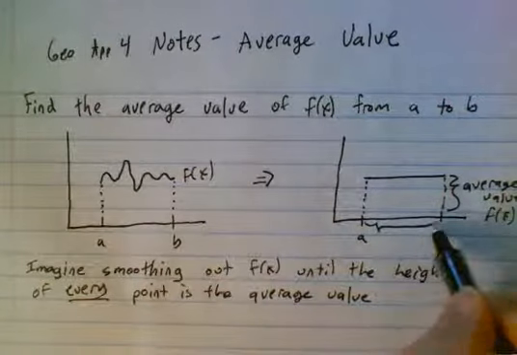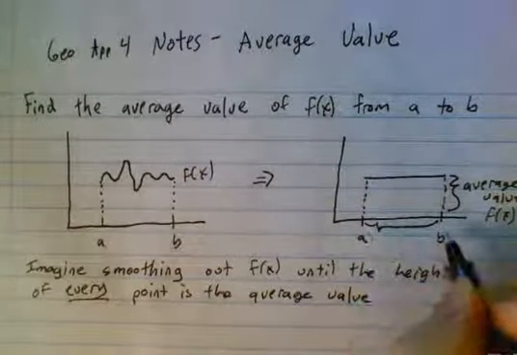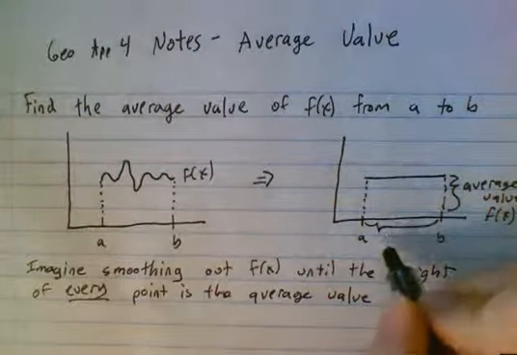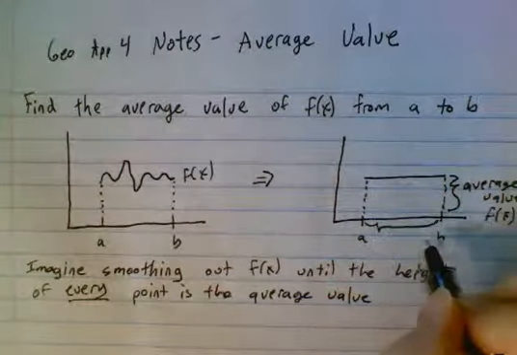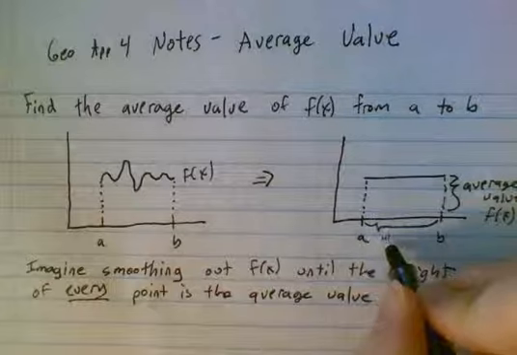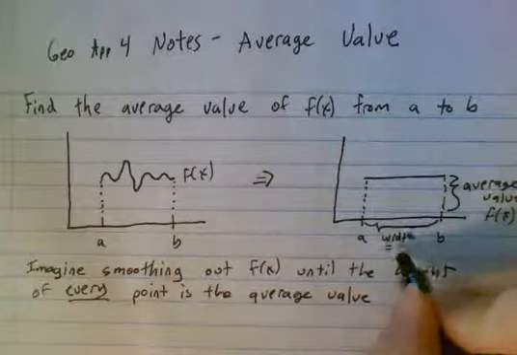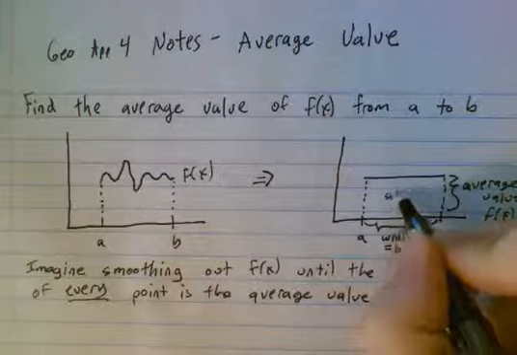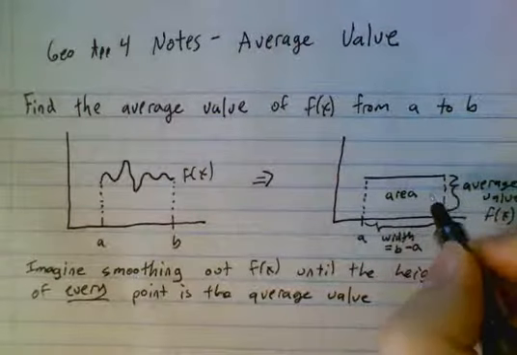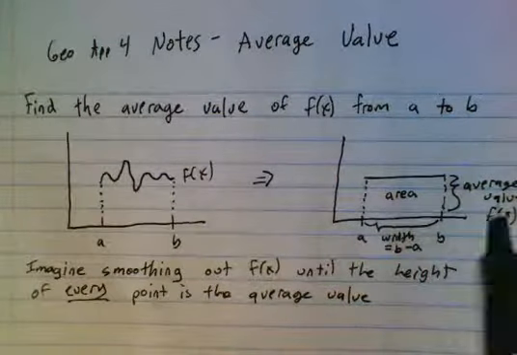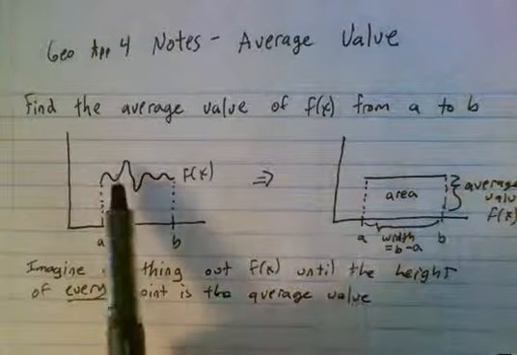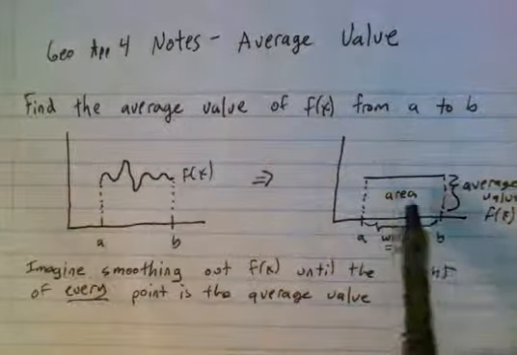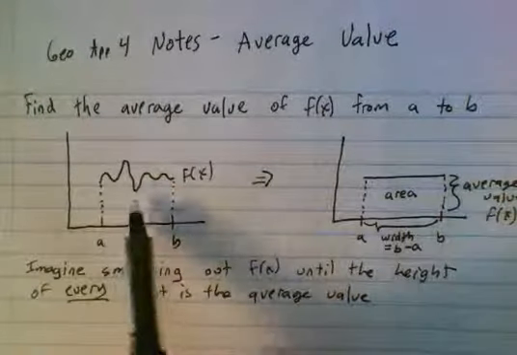And this right here, this is the width of the rectangle. And the width of the rectangle is just the distance from a to b. So it's just whatever value we have over here, b minus a. And then up here we obviously have the area of the rectangle. Now it turns out, because we made some of these shorter, some of these higher, we sort of smoothed it out, this area right here is the exact same as this area right here.